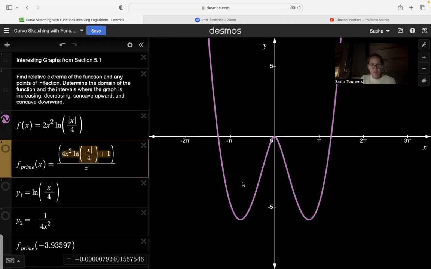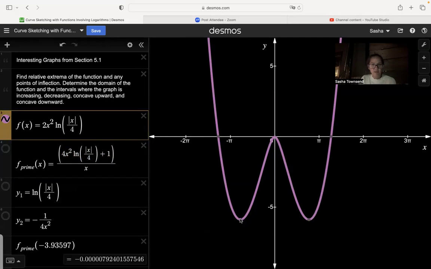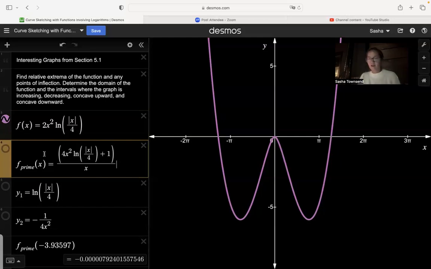But it looks like from this graph that I've got a relative minimum here at approximately negative 2.42, and another one at positive 2.42. Looks like I've got a relative max at 0, right? Oh, looks like we've got an undefined point there. So the limit as x approaches 0 is 0, but the function value doesn't exist there. So this derivative must be wrong. Let's go back to our pencil and paper calculations and see if we can compute that derivative again.